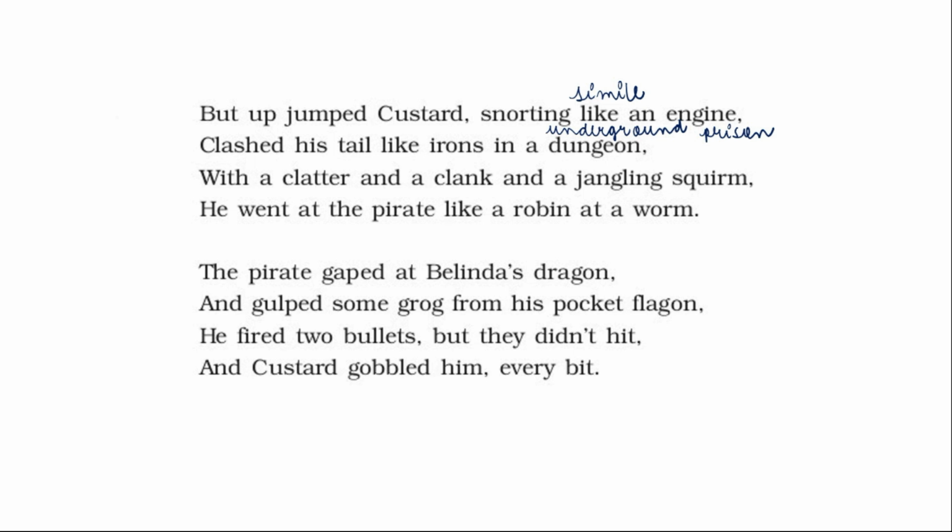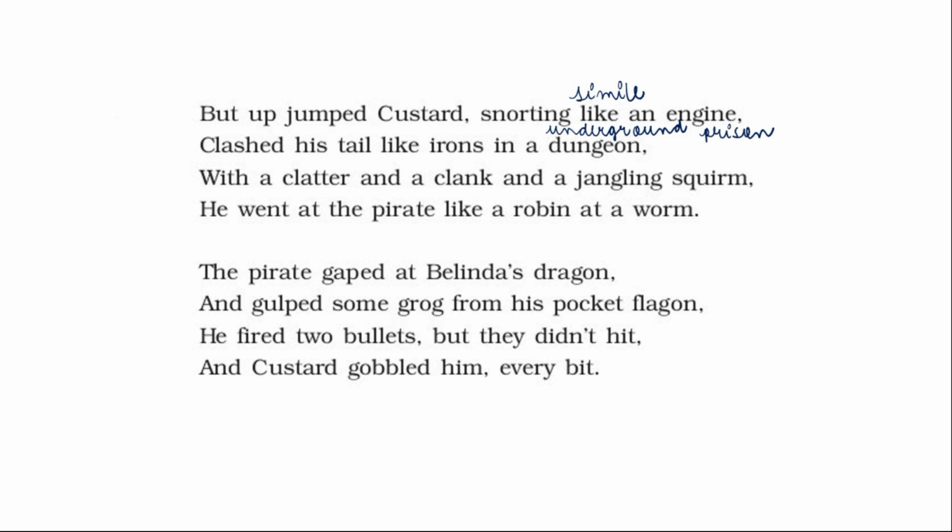With a clatter and a clang and a jiggling squirm. So again onomatopoeia is used here. The jangling squirm is like the sound when hard objects fall on each other. And he went at the pirate like a robin at the worm.